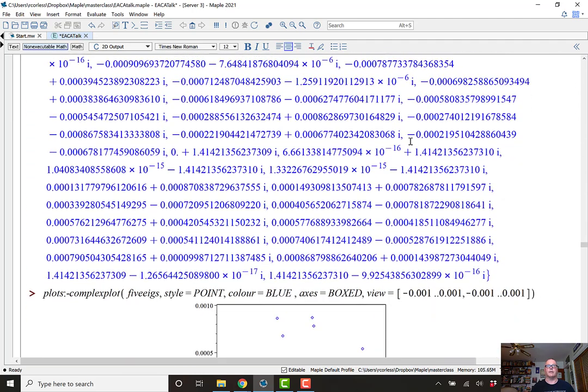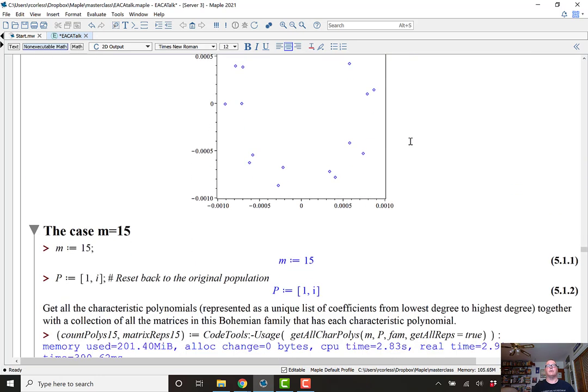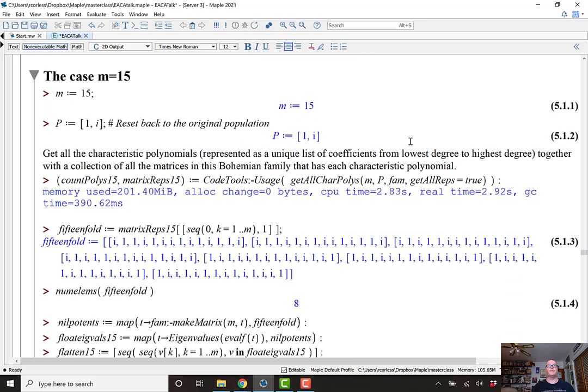I'm just going to skip over that, because what I want to get to is a proof that these are the only cases. So just to check the case m equals 15, we have this population, boom, and I computed that the only matrices which give you the characteristic polynomial lambda to the 15 are these ones, and there's 8 of them. There were 4 of them at m equals 7, and there are 8 at m equals 15.